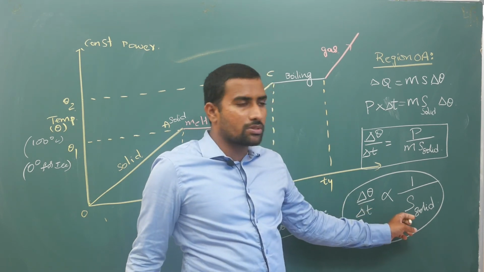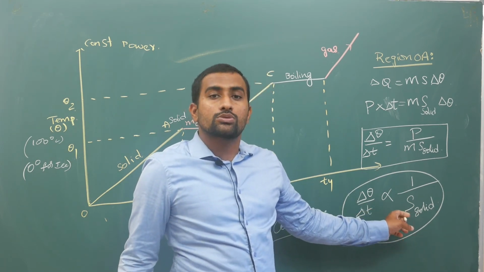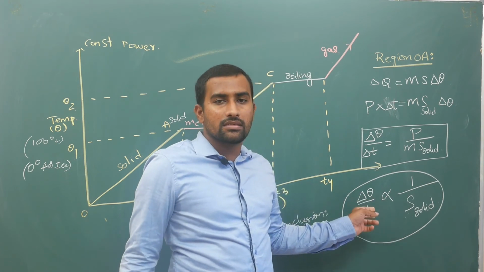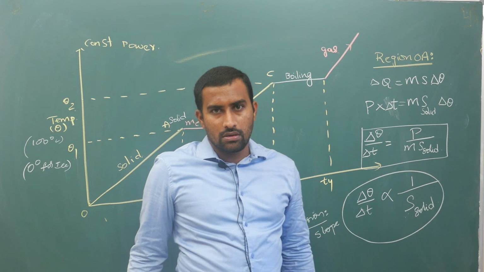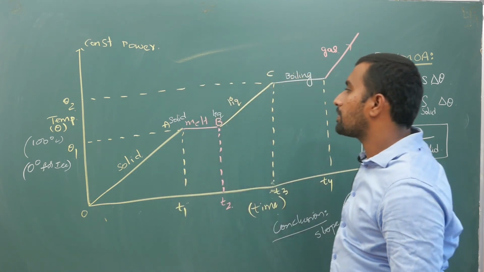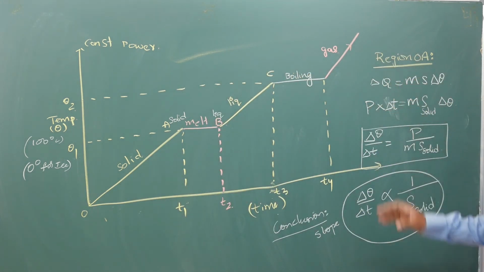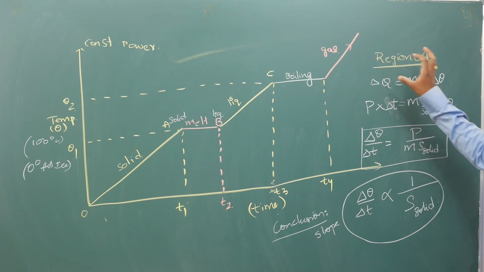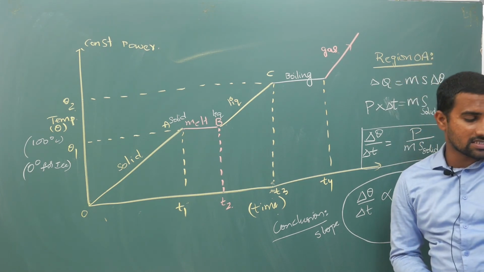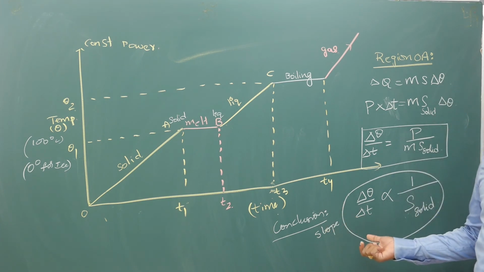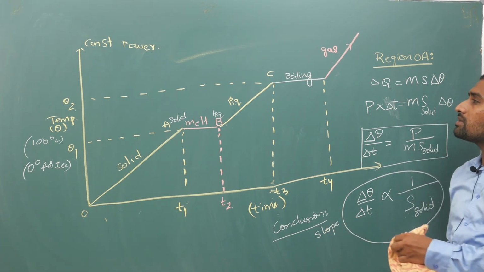Slope is more, specific heat capacity is less. Slope is less, specific heat capacity is more. So it is inverse proportionality. This is regarding region OA. From region OA you can derive these two results. Next, in problems you will be using this. They will give you simple questions.